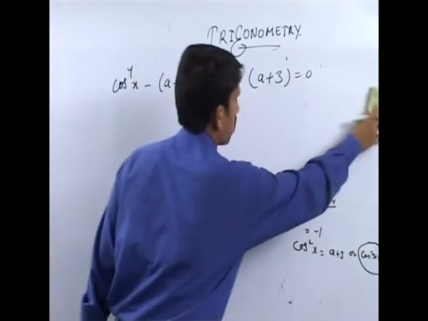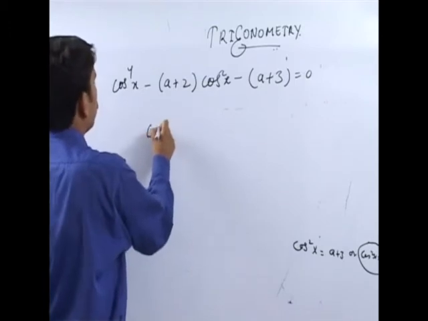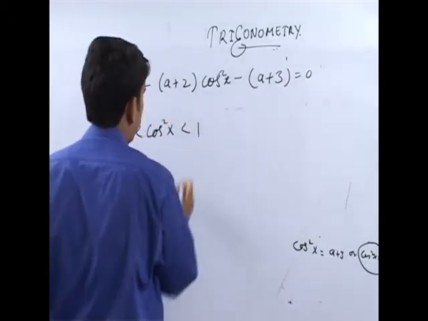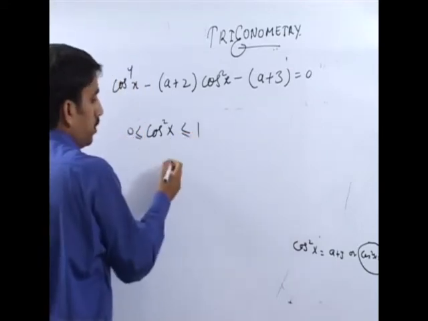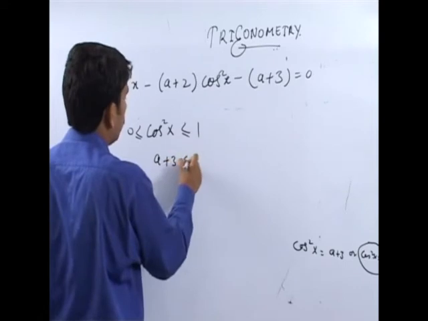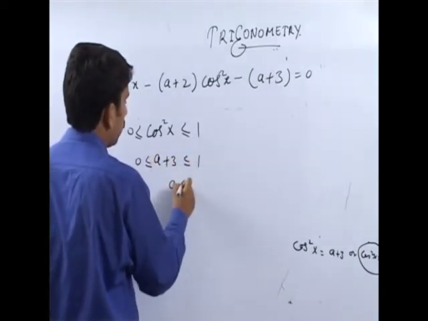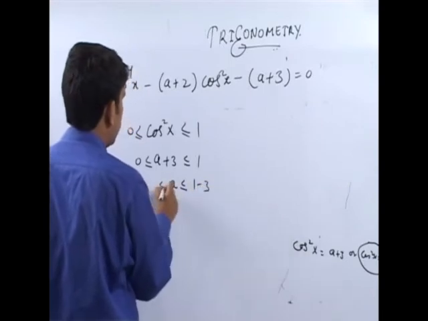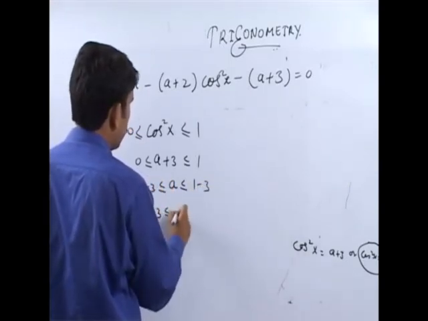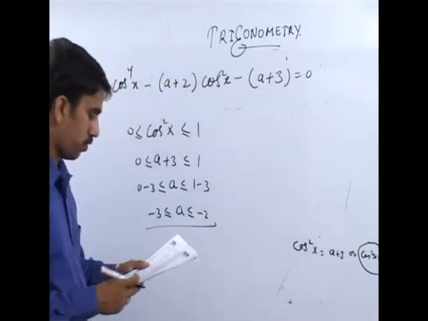Now we know that cos square x lies between 0 and 1. Therefore, cos square x is now a plus 3. So a plus 3 should lie between 1 and 0. From here, subtracting 3 from both sides, you will get 1 minus 3 and 0 minus 3. This will be minus 3 less than or equal to a less than or equal to minus 2. So this is the required interval for a.